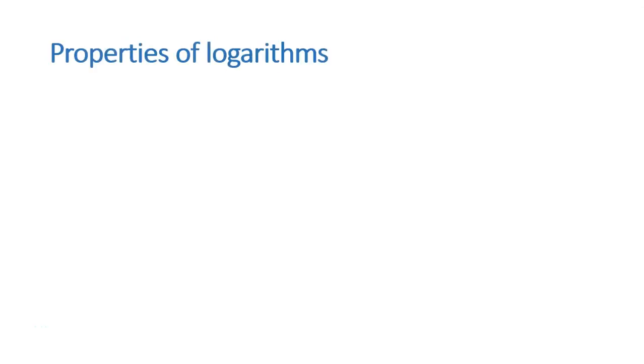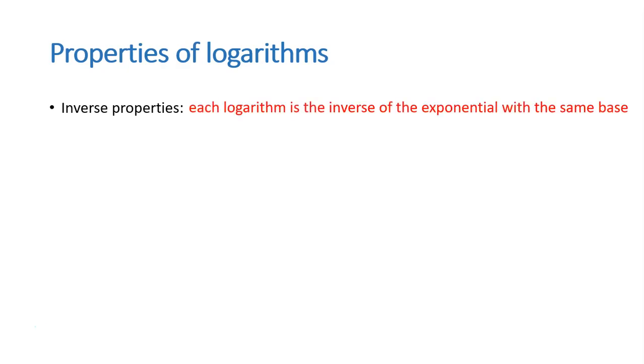Logarithms have some special properties, just like exponents do. First, we have our inverse properties. So logarithms were directly defined as the inverse of exponentials. So each logarithm is the inverse of the exponential with the same base. So because of this relationship between exponentials and logarithms, we have a couple of inverse rules that allow us to simplify expressions where there's both a logarithm and an exponential.